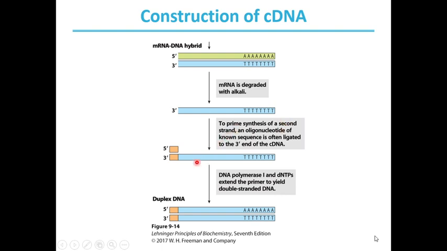Now, to prime synthesis of a second strand, an oligonucleotide primer of non-specific sequence is often used, and it is then subjected to PCR. And when subjected to PCR, as we have seen before, a DNA polymerase is usually used and dNTPs. And once we use this, we get a duplex DNA, in this case, a double-stranded DNA. And this double-stranded DNA is usually the DNA sequence that the original mRNA has been transcribed from. So this reverse engineering works in this fashion. And this is how cDNA, or complementary DNA, is constructed.